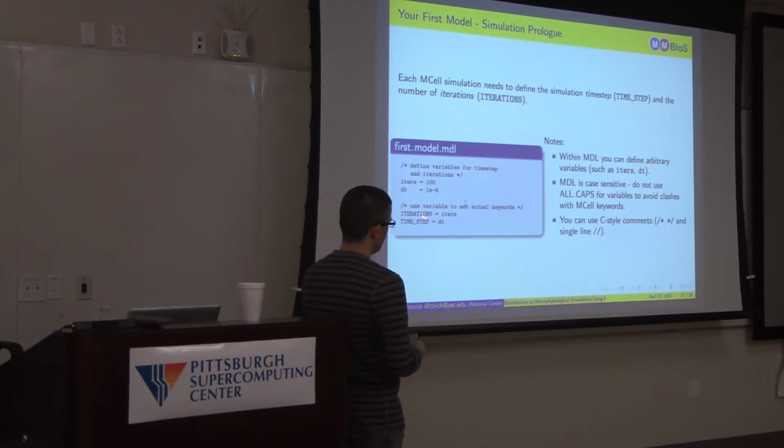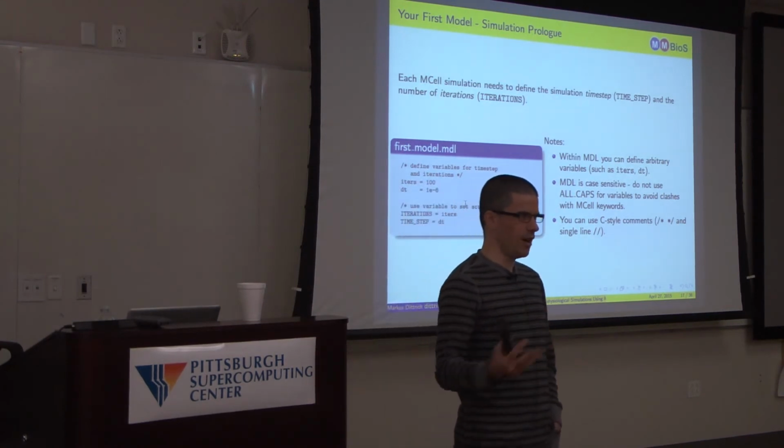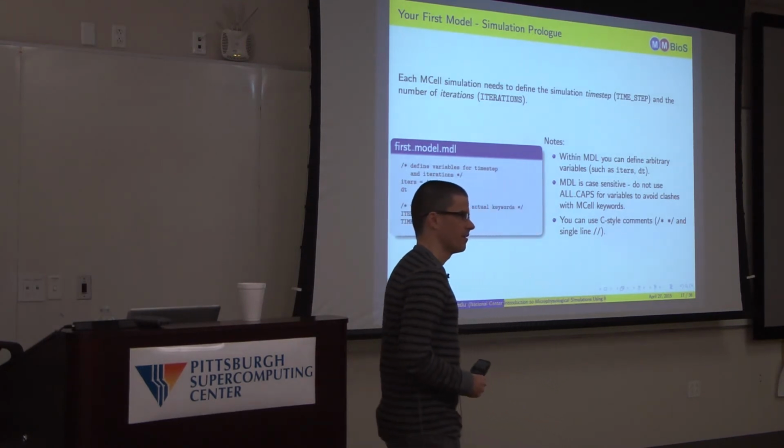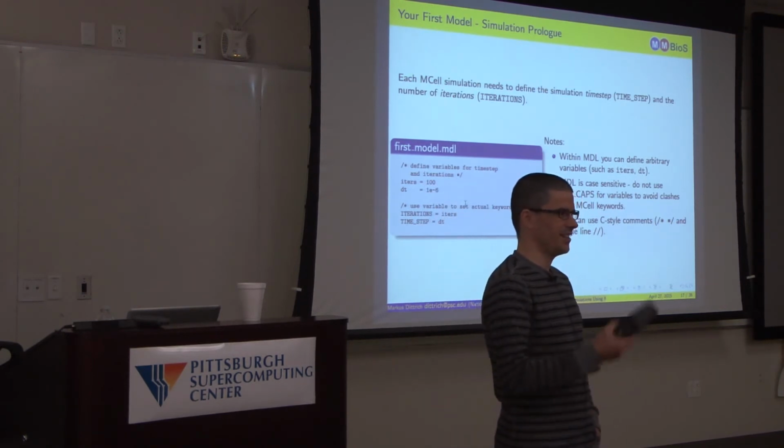So this is the start of our file. There are two MCell keywords you can see here, all caps: ITERATIONS and TIME_STEP. And these you always need, basically. The number of iterations you want to run and the time step, in what's the unit for time? Seconds. Excellent. Right.